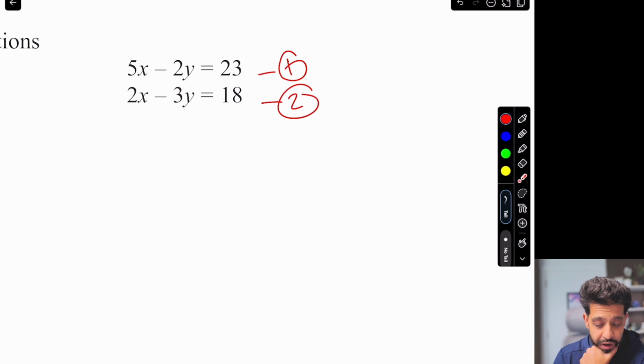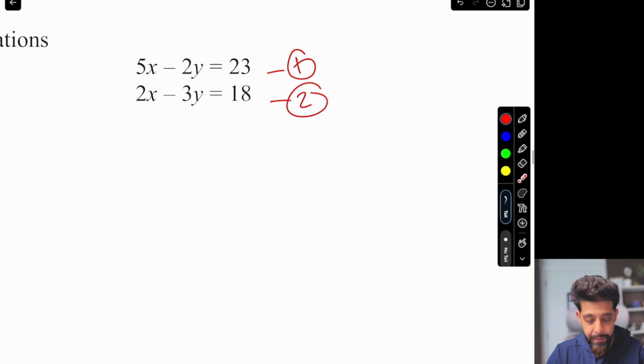But anyway, if you are going to deal with the y's and make them the same, then you'll take this one and multiply it by 2, and you'll take this one and multiply it by 3. You could go ahead and do that, but the answer will be the same at the end. Just remember that. But I'm going to go with this.